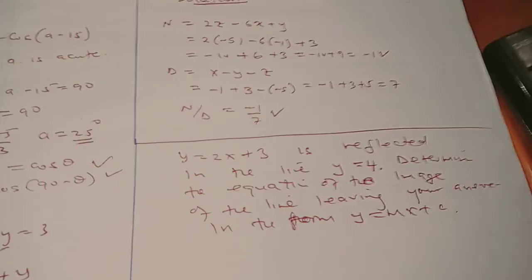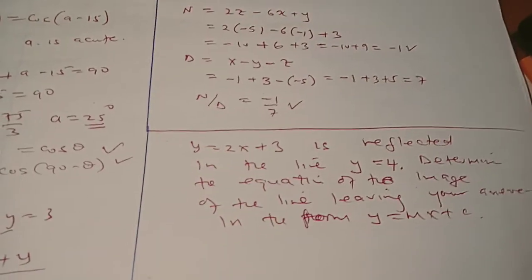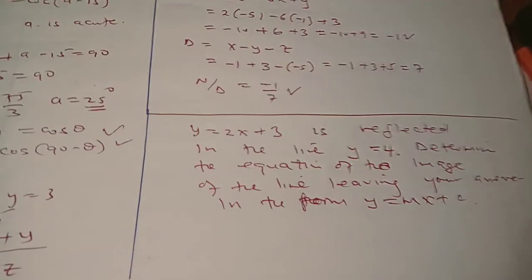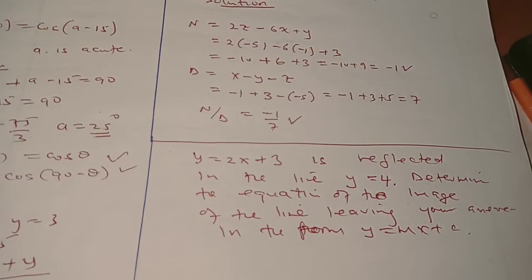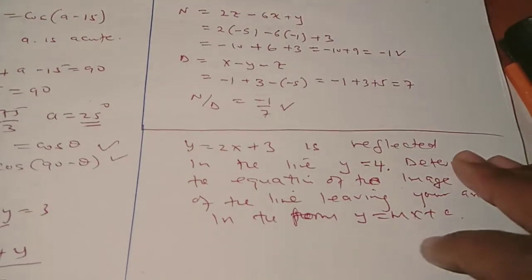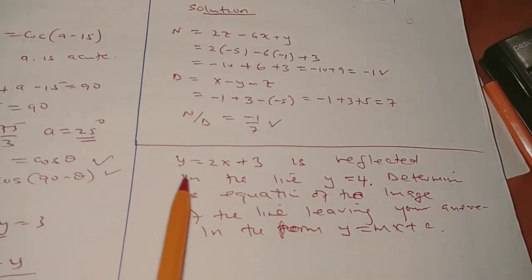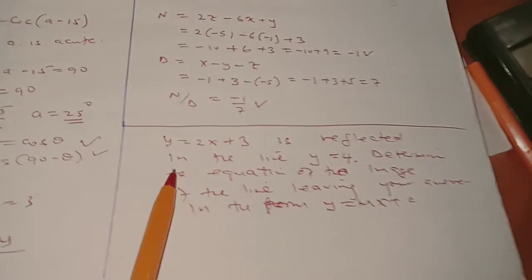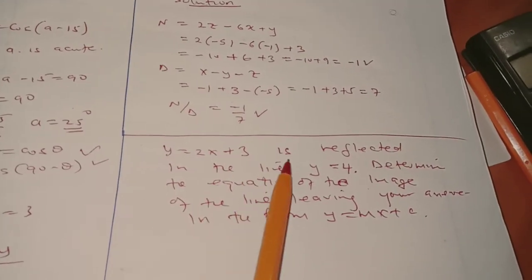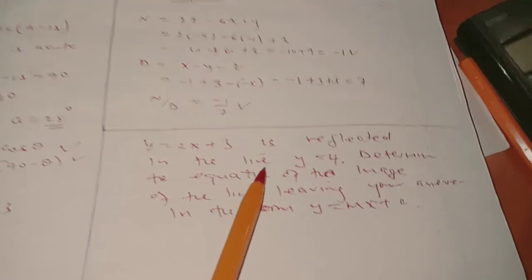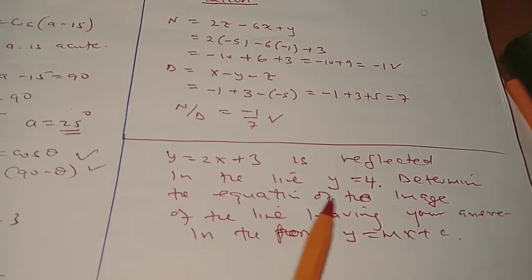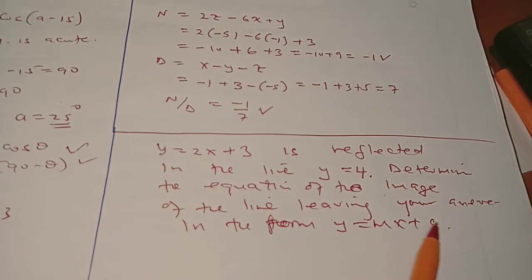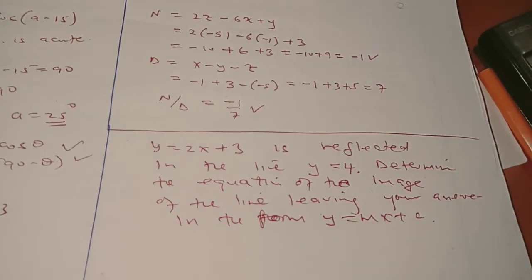This is where I want us to take a bit of time, because this comes from a very delicate topic which students have requested in the past that they be helped with, and I want us to discuss this one on a new page. But before we do that, we need to understand the question first. We are told that the line y = 2x + 3 is reflected in the line y = 4. Then you're supposed to determine the equation of the image of the line, and leave your answer in the form y = mx + c, in other words, the general format.